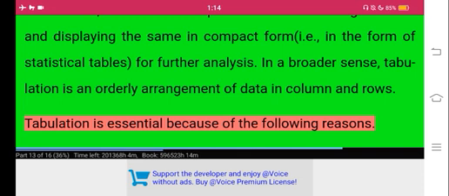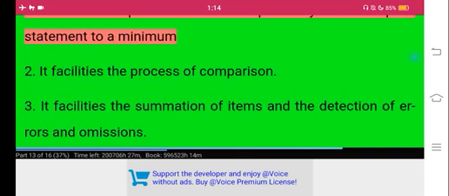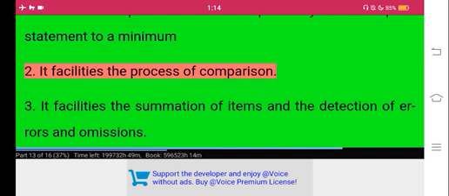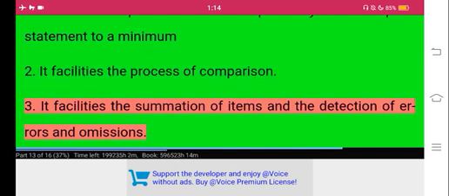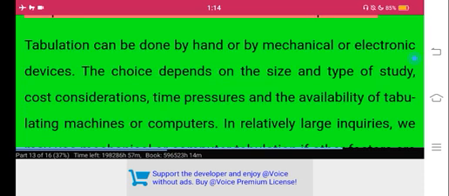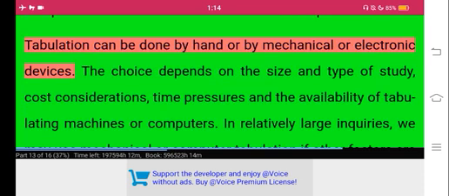Tabulation is essential because of the following reasons. 1. It conserves space and reduces explanatory and descriptive statement to a minimum. 2. It facilitates the process of comparison. 3. It facilitates the summation of items and the detection of errors and omissions. 4. It provides a basis for various statistical computations. Tabulation can be done by hand or by mechanical or electronic devices.